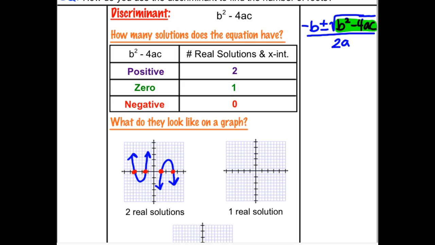If it's one real solution, then whether it opens up or opens down, that graph is going to, at its vertex, touch the x-axis. It's like it bounces off, and we'll talk more about that next unit.